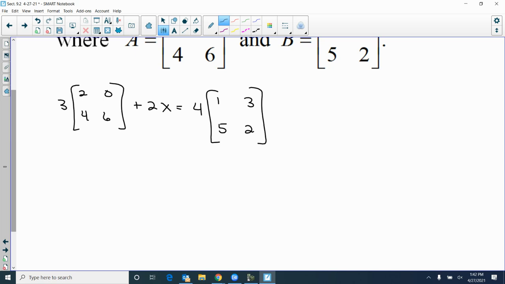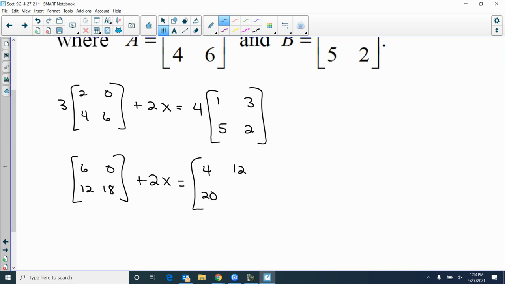Go ahead and distribute your 3 and distribute your 4. Go ahead and do that. I get 6, 0, 12, 18, plus 2x equals 4, 12, 20, and 8.